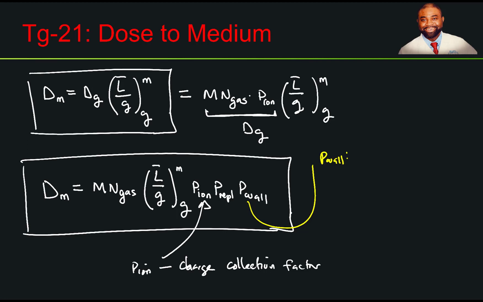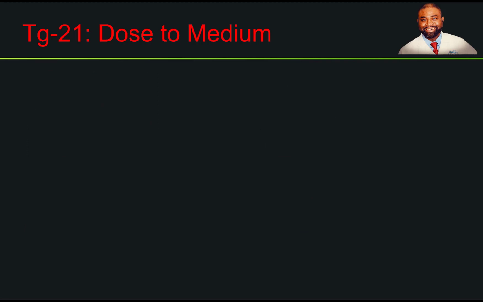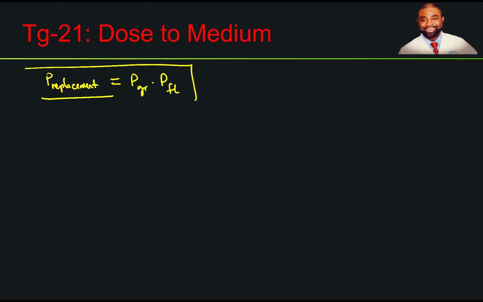The last that we will talk about will be P replacement. P replacement is a little bit complicated. P replacement has two components. You have P gradient and the P fluence. P gradient and the P fluence.